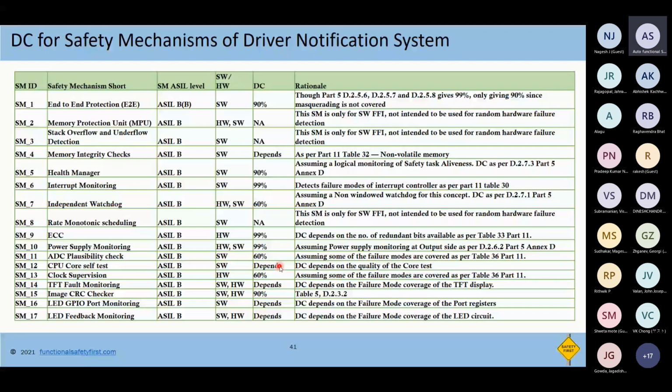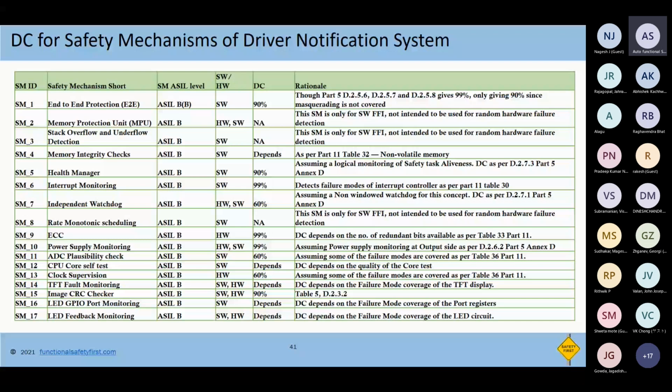So now we showed you several safety mechanisms for various reasons. We've shown 17 safety mechanisms in the system. Now, we need to also think about what is the diagnostic coverage provided by these safety mechanisms right at the stage of TSC, because this becomes an input when we do the FMEDA at the stage of the hardware. For example, for SM1, which is the E2E protection in our case, we have given a 90% diagnostic coverage to this safety mechanism.